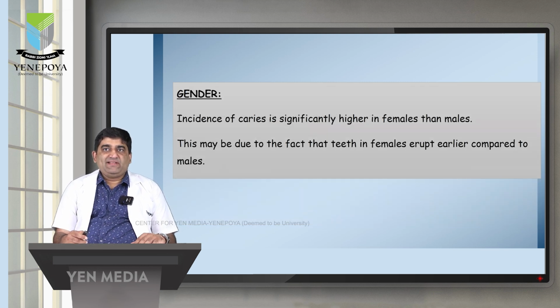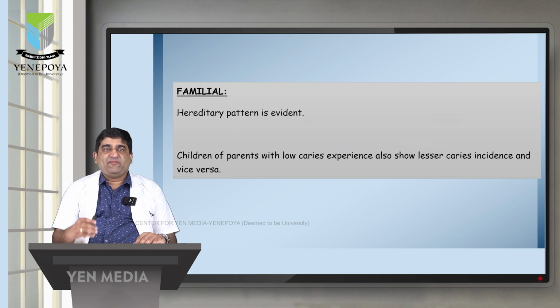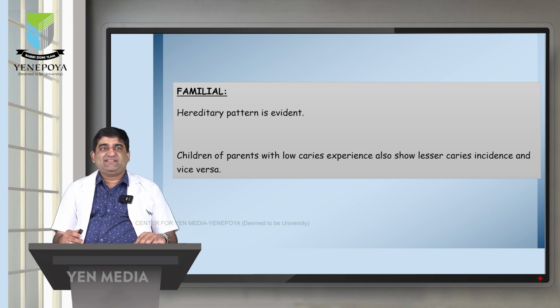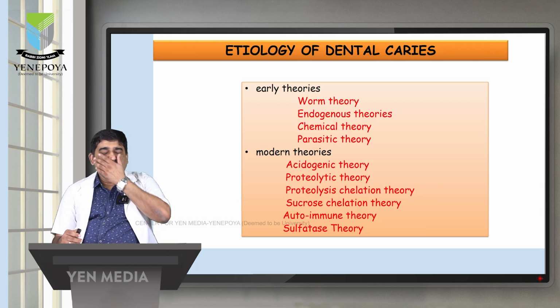Gender: females have a higher incidence of caries than males. That's because the teeth in females erupt earlier compared to males. Familial: a familial, hereditary pattern is also evident. Children of parents with low caries experience also show a lesser caries incidence, and vice versa.